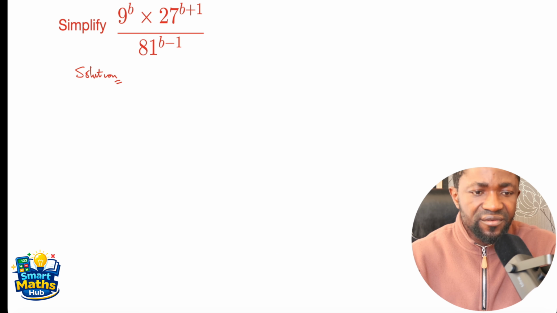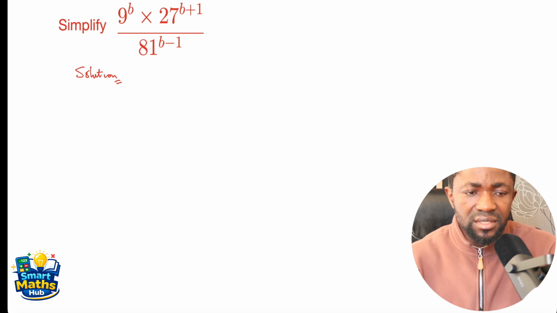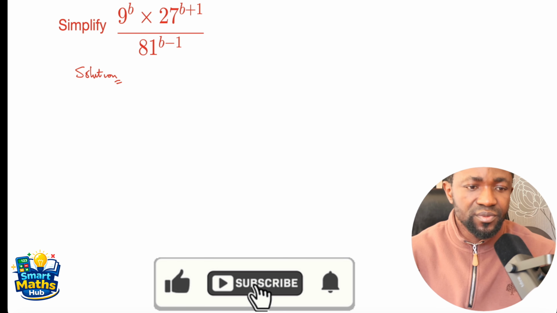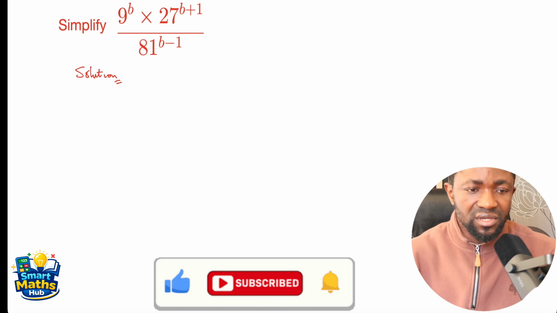So we have 4 steps. Your first step here is to express all bases as powers of 3. All your bases. We have base 9, we have base 27, and on our denominator, we have base 81. So convert them, or express them as a power of 3.